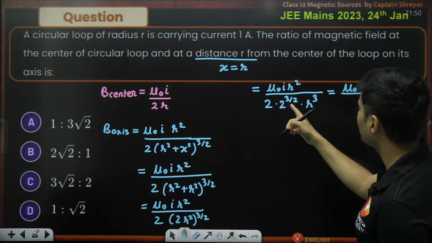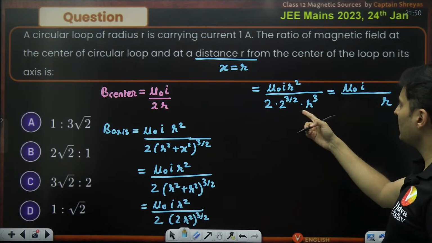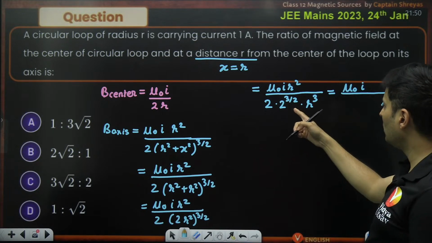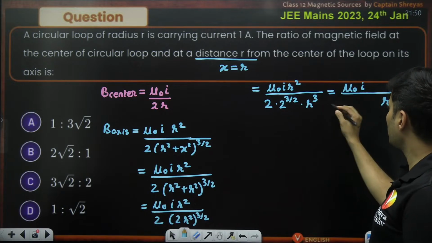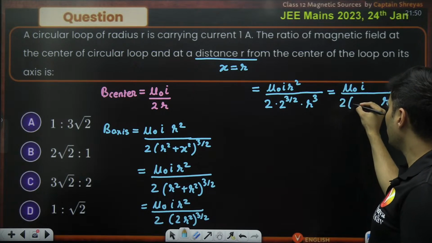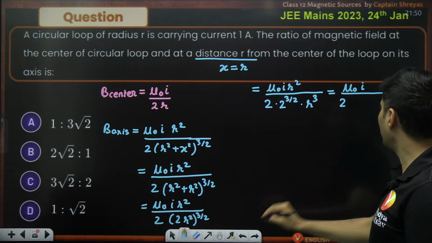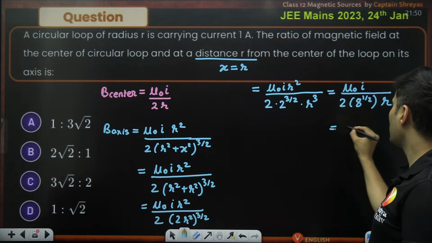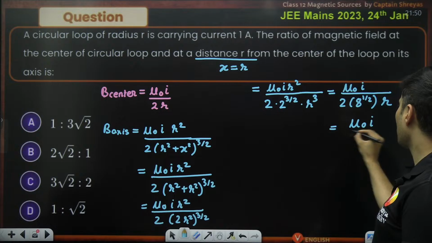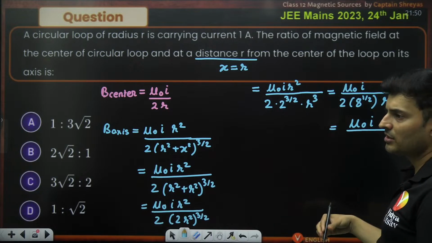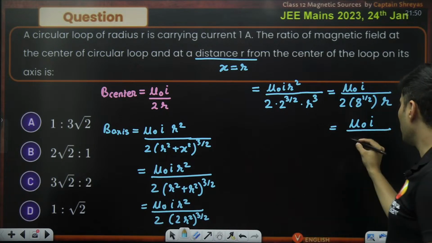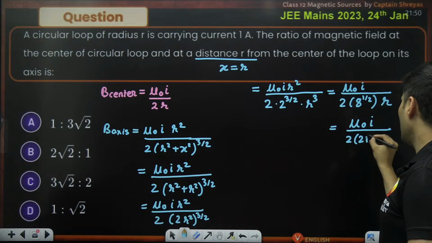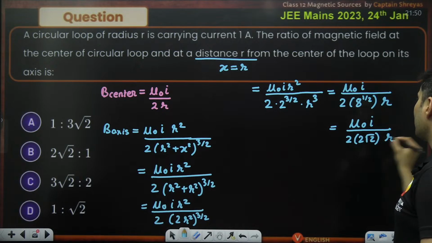What about over here? This is nothing but 2 raised to 3 by 2, no? 2 raised to 3 is 8. So it is nothing but 8 raised to half. So this will become mu naught I divided by 8 raised to half, which means root of 8, which is 2 root 2. So 2 multiplied by 2 root 2, and there is r over here.